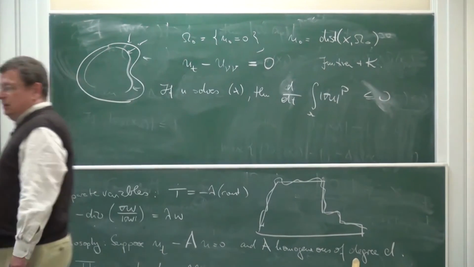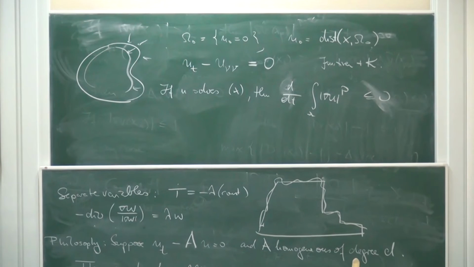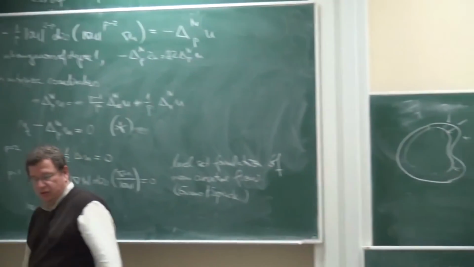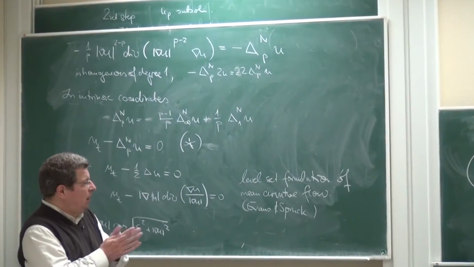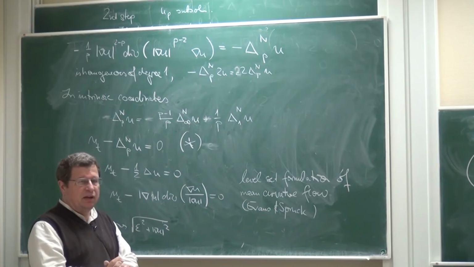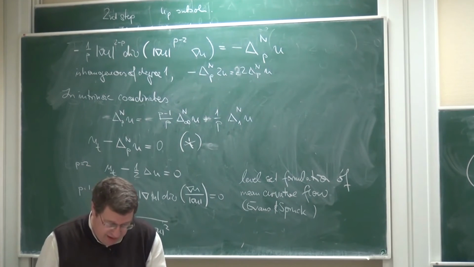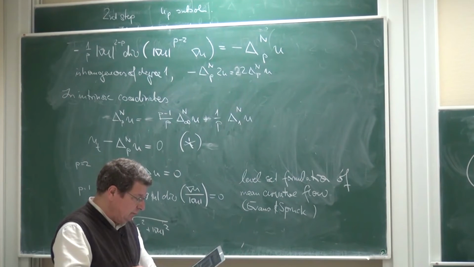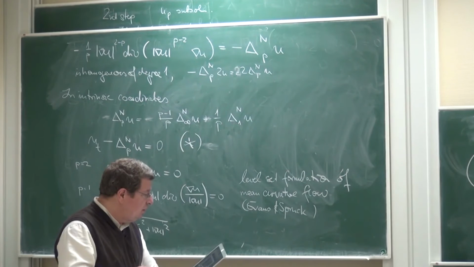And I had a PhD student who was also good at programming, and she took some initial datum for this equation under Neumann boundary conditions, no flux conditions on the boundary, and she calculated the solution for different values of p. And I would like to show you the results.